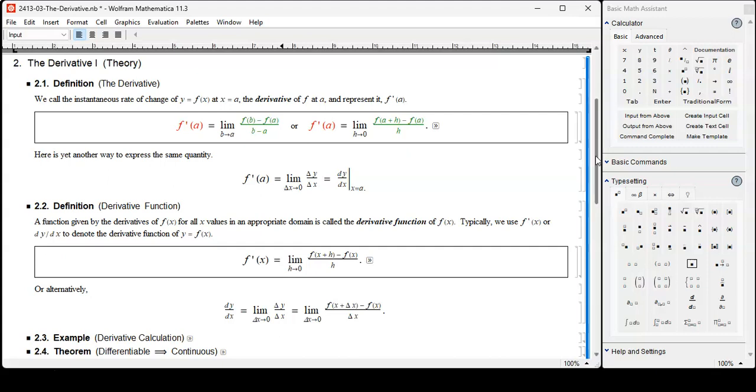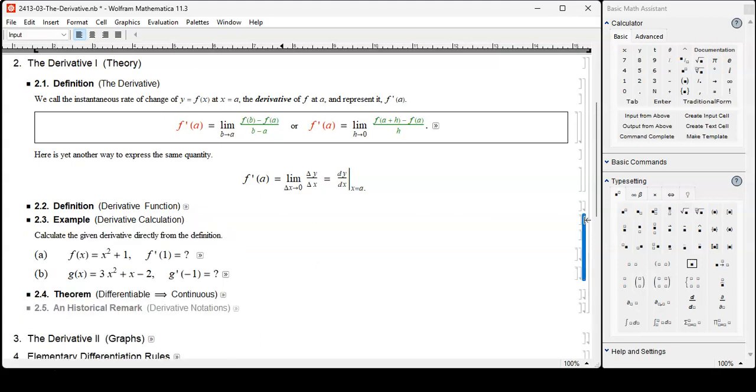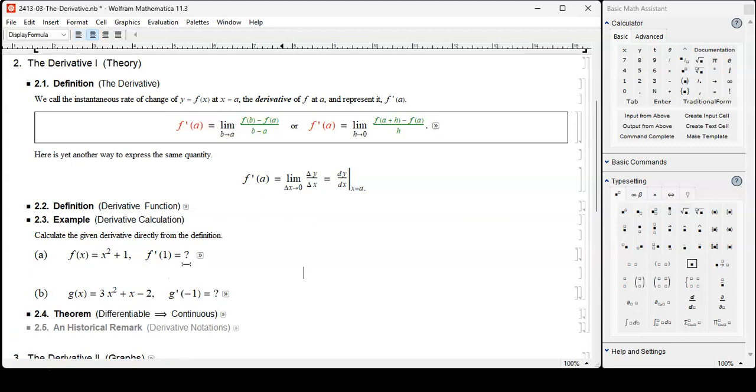Alright, so much for the definitions and the notations. But nothing will make sense unless you do some exercises. So let's go ahead and do that. Calculate the given derivative directly from the definition. Okay, here's an example. So what is f prime of 1? Okay, alright, here's the definition using the Newton quotient.